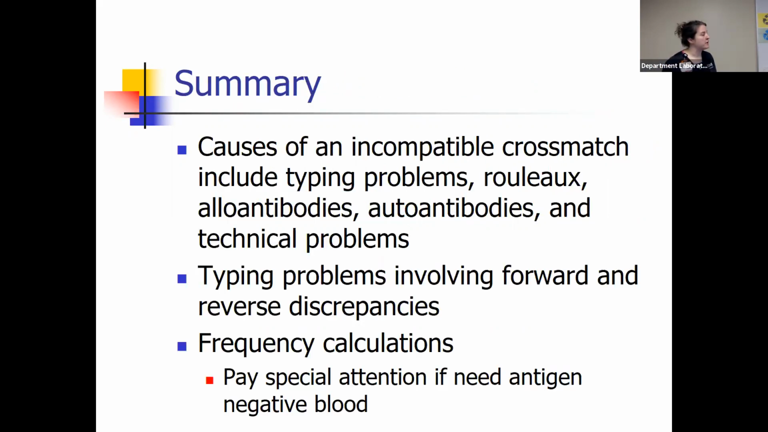All right, so in this lecture, we talked about some reasons for incompatible cross matches. Remember, typing problems, so if you have a subgroup of A, that could cause an incompatible cross match. Rouleaux, alloantibodies. So if you have an alloantibody and your unit is not antigen negative, that would cause an incompatible cross match. Autoantibodies, we have established that they will have incompatible cross matches, and then some technical issues as well. And then frequency calculation.